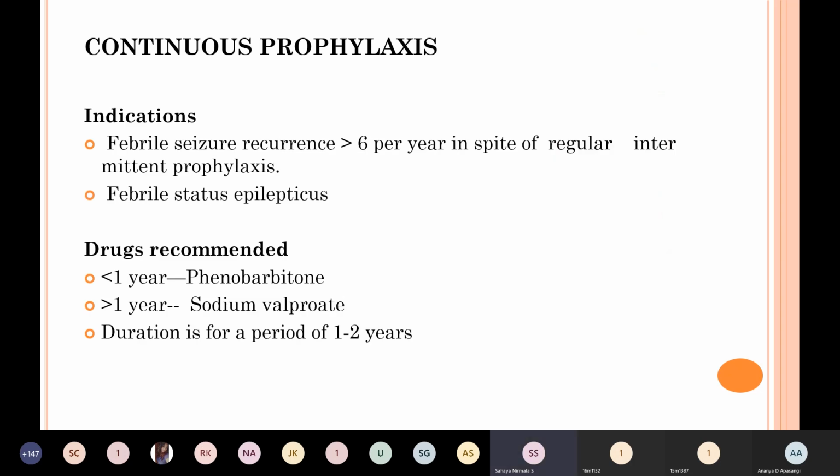So then who are the children who will need a continuous prophylaxis? If it was around 3 to 4, we would start the child on intermittent. But if it is more than 6 per year, in spite of intermittent prophylaxis, then you have to put this child on a continuous prophylaxis. Or if the child presents with febrile status epilepticus, again this child needs a continuous prophylaxis. So the drugs that we can use is, if the child is less than 1 year, phenobarbital is preferred. Dose we have already seen. It is 3 to 5 mg per kg per day. If the child is more than 1 year, you can start on sodium valproate. Again, duration is for a period of 1 to 2 years.